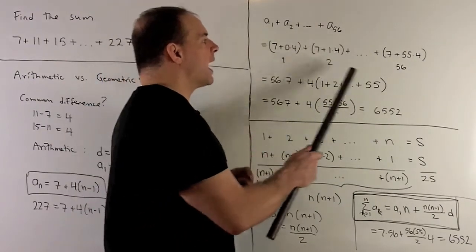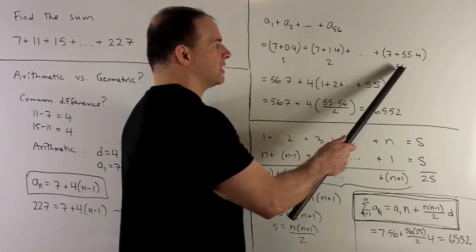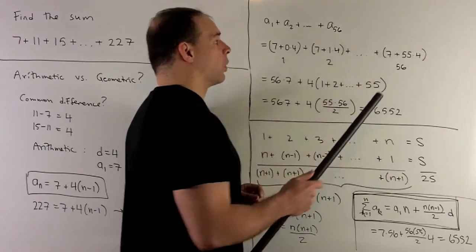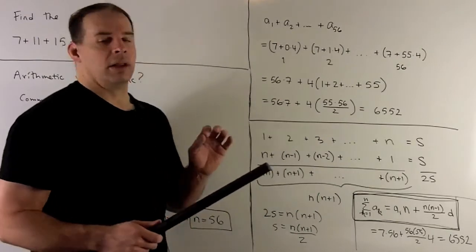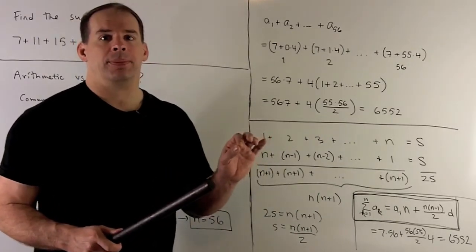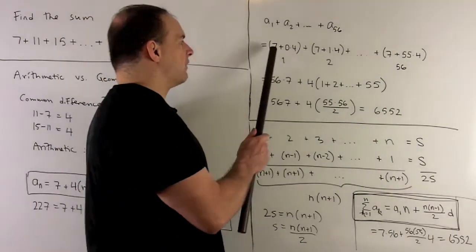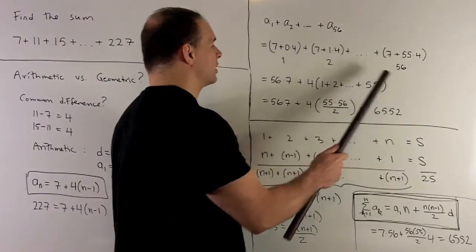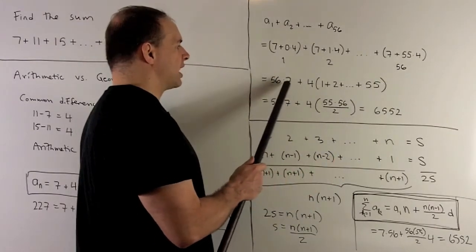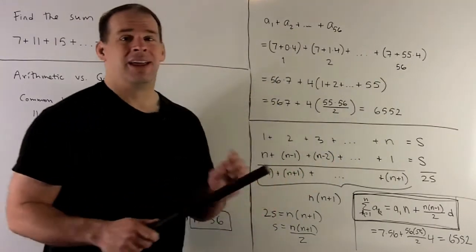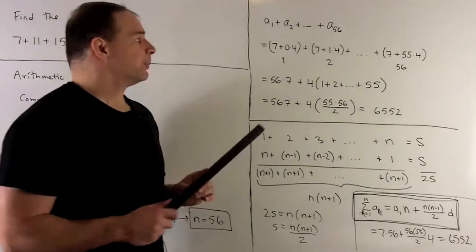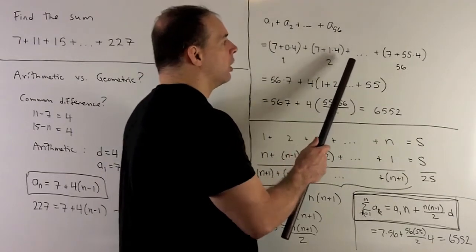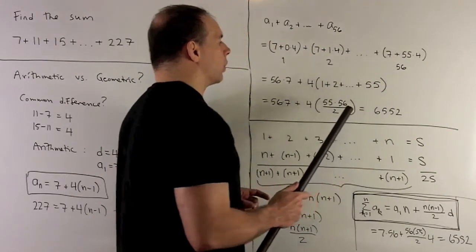As we go all the way out, our last term is term number 56, and that's going to be 7 plus n minus 1, which is 55, times 4. Now, let's separate the parentheses out. If you notice, we have a 7 in each parentheses. If I count all the 7s, we're going to have 56. So our first part is 56 times 7. Then, if we count the second entries, we'll have 0 times 4, plus 1 times 4, plus 2 times 4, all the way up through 55 times 4.